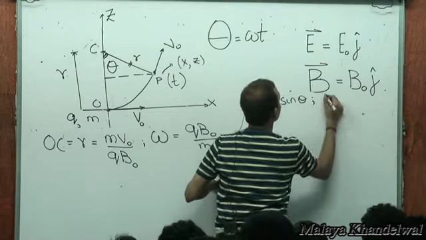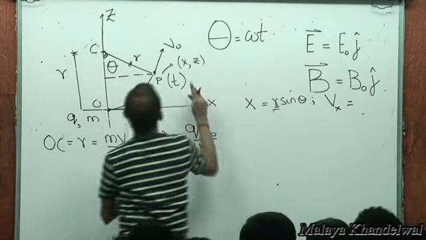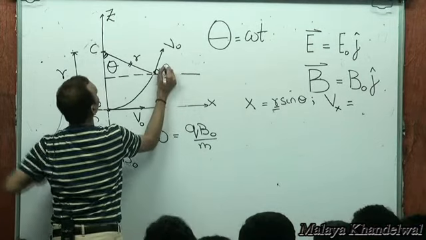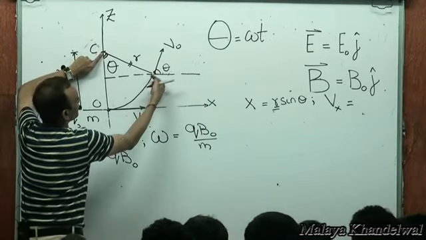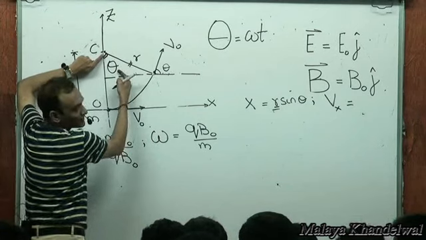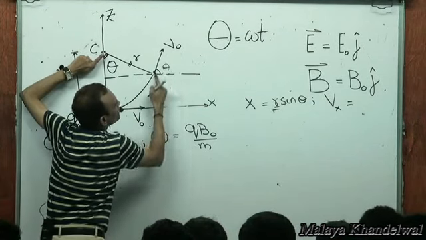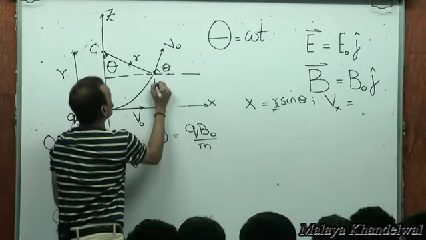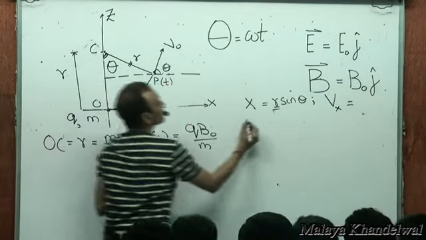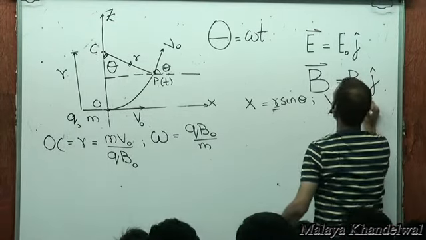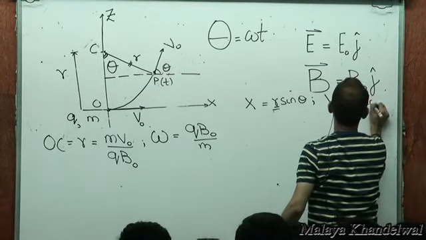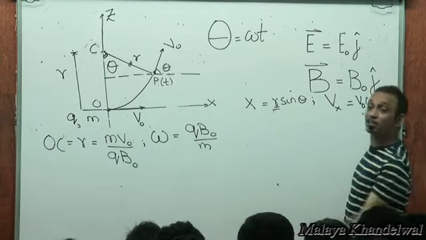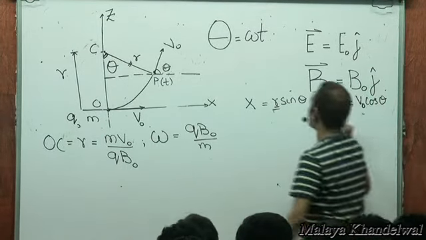The x component of the velocity, realize that this angle must be theta, right? If the radius makes with the vertical an angle theta, a perpendicular to the radius will make with the horizontal an angle theta, right? So the x component of the velocity, Vx, would be v0 cos theta. Speed v0 will not change with time. Theta is omega t. Omega is qB0 by m, right?